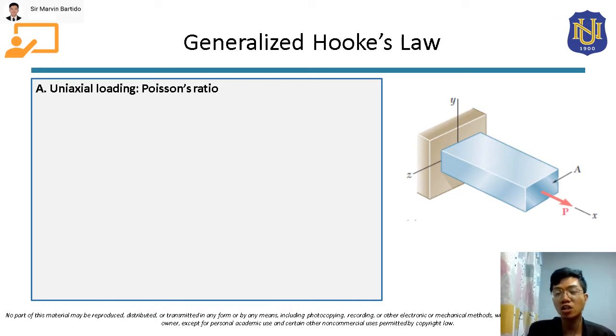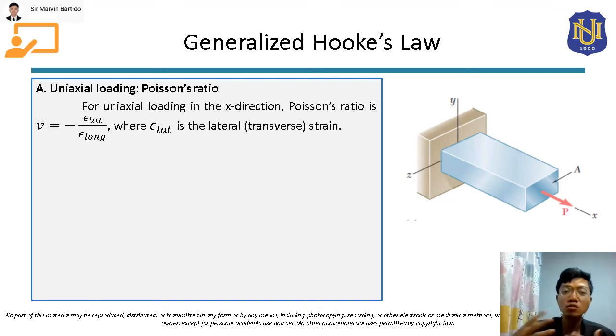So for uniaxial loading, we are going to directly use the concept of Poisson's ratio. Uniaxial means the material is only loaded in one axis. In this case, the material is loaded in the x-axis, so this is uniaxially loaded. To solve for the strain in this uniaxially loaded material, we can use Poisson's ratio.